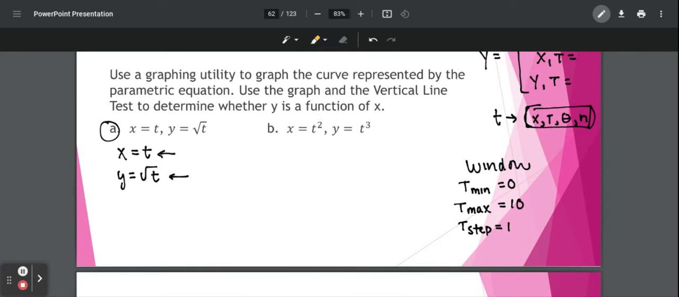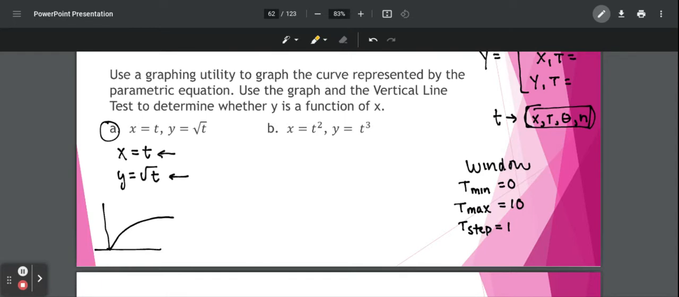And then your y should probably go from 0 to, it could go to 10, but we know that the square root of 10 is 3. So maybe we go 0 to 5 for y, right? And then hit graph. And you'll see when you graph it that you get a graph that looks like this. And so if we were to do the vertical line test, we would see that that does pass the vertical line test. And so we know that part A is a function, right?